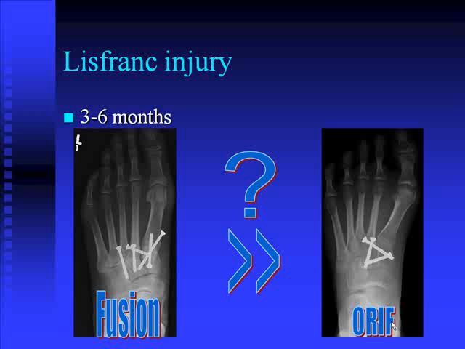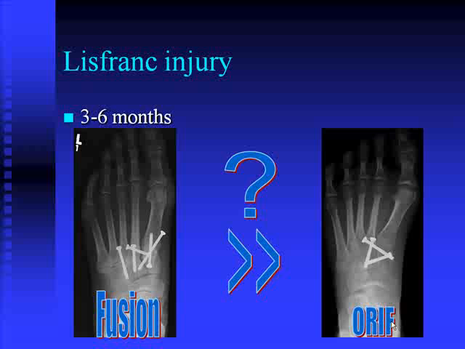It seems a shame to fuse somebody's foot 10 days after they've had an injury if you think they could have a satisfactory outcome from simple reduction and fixation. So we still think there's a role for reduction and fixation early. There's no role for it late. But what about in between?